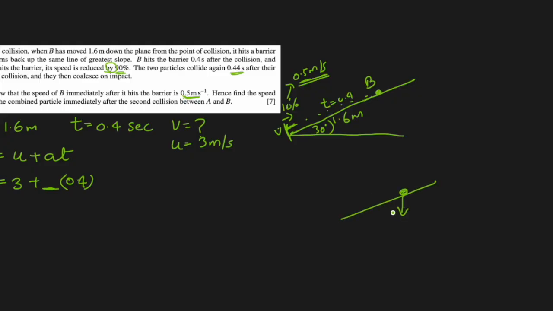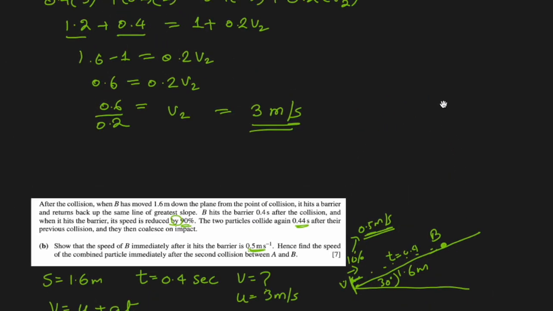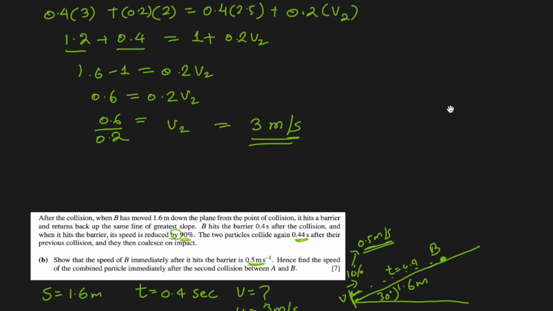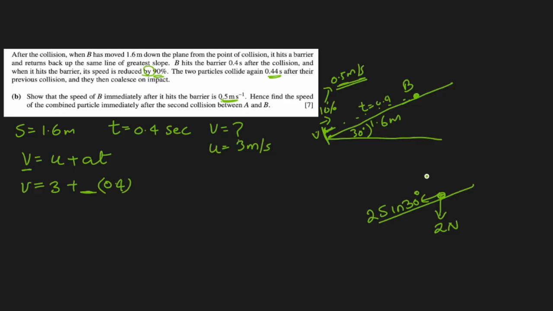Its mass is 0.2 kg. So it becomes 2 Newton this way, 2 sine 30 this way. And there is no resistance because they said that the plane is smooth. Yeah, smooth plane, so there is no resistance. So this is the only force.